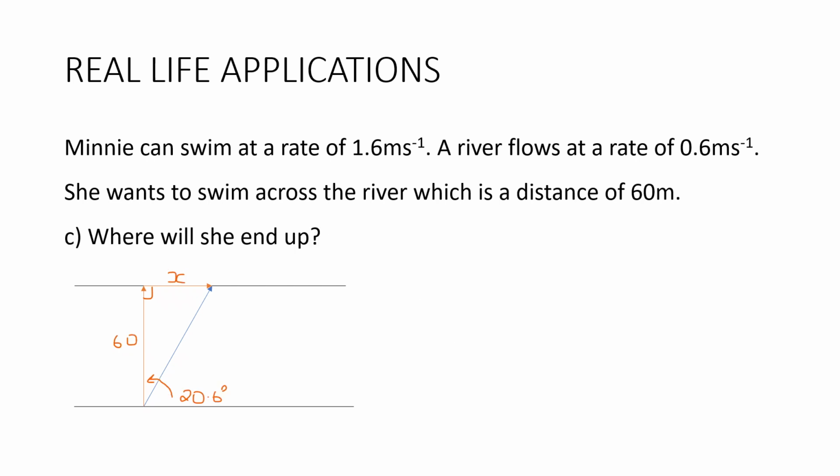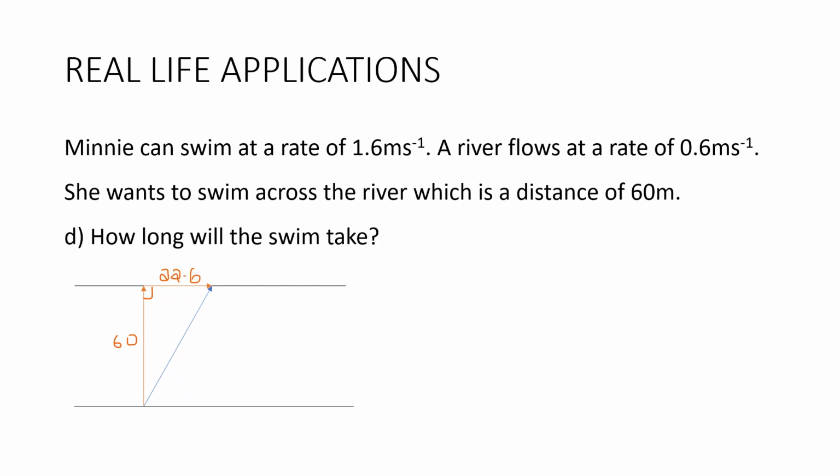We can also be asked where she will end up. So in this case, I'm not interested in the rates. I'm interested in this distance. So 60 meters here, x is what we want to find out, and we just calculated that this angle was 20.6. So just using simple trigonometry, x is equal to 22.6 meters.